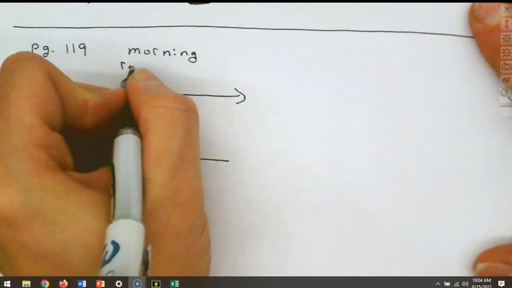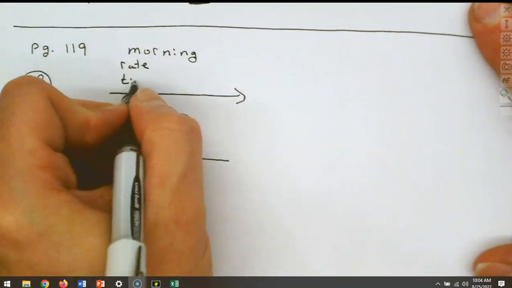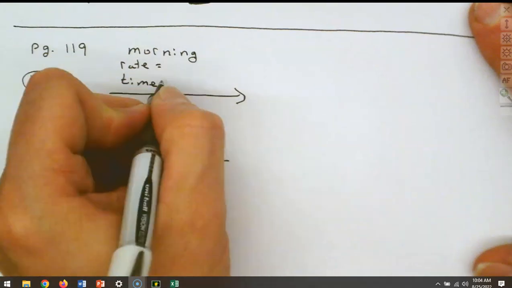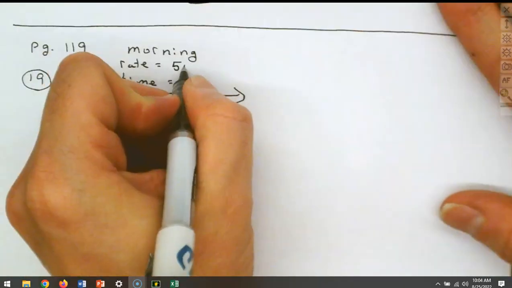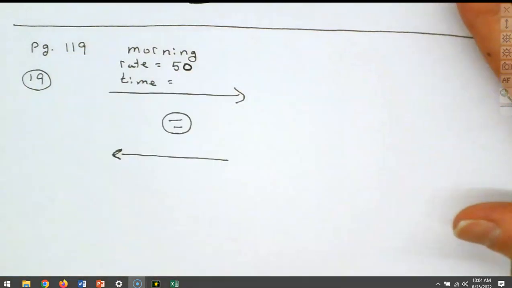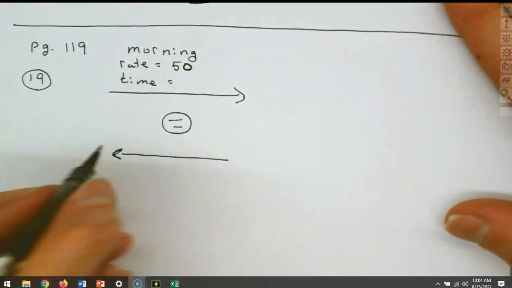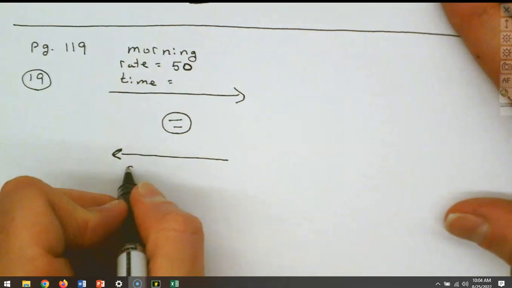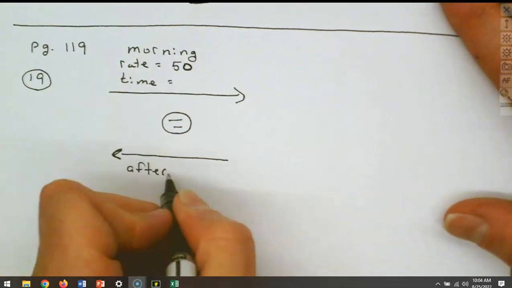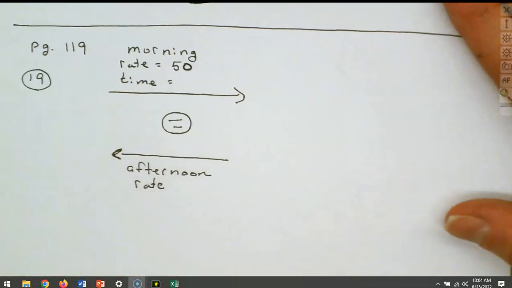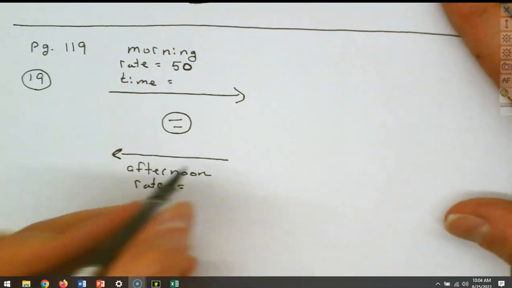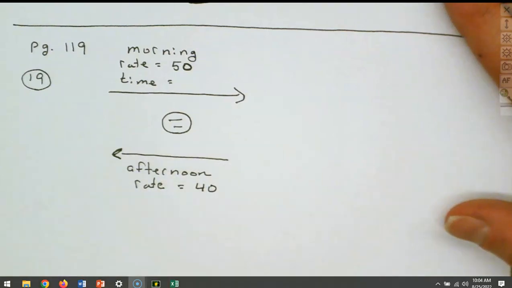And we've got a rate of speed, and we've got a time. So when she goes to her business appointment in the morning, she drove at 50 miles per hour. And in the afternoon, she drove back, and she drove a little bit slower. She only drove 40 miles an hour.